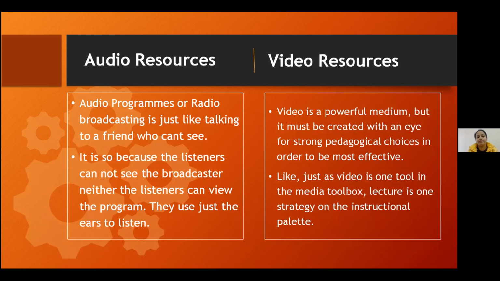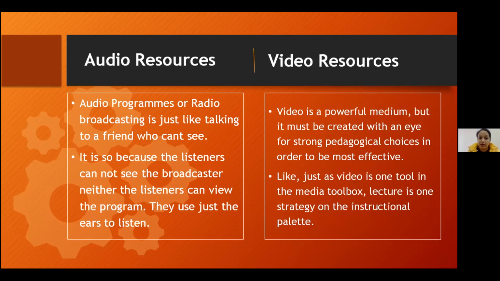First of all, audio programs or radio programs, which you must be hearing in your place also. It is like we are just talking to somebody and we are not able to see that person, right? And if we shift to video, it is a very, very powerful medium where we can see and we can hear. So more senses are involved when we are talking about a video resource.